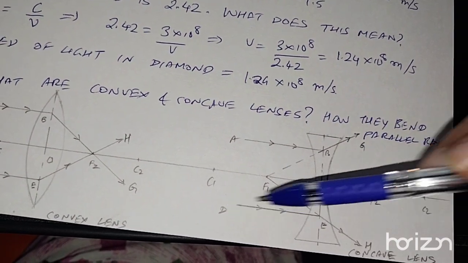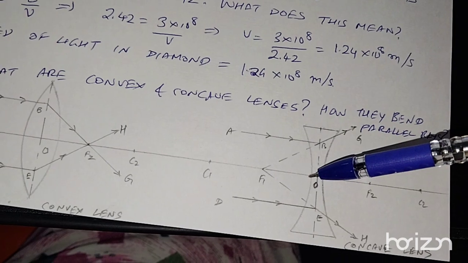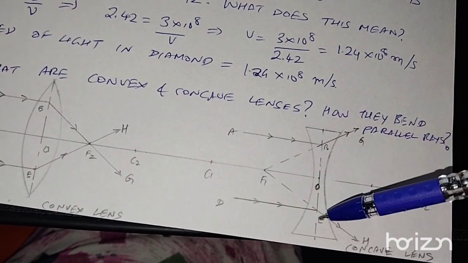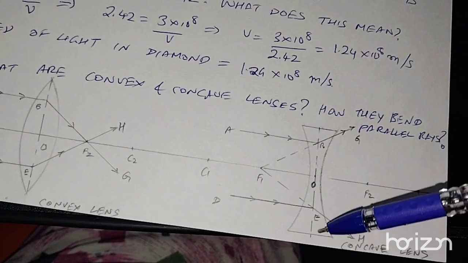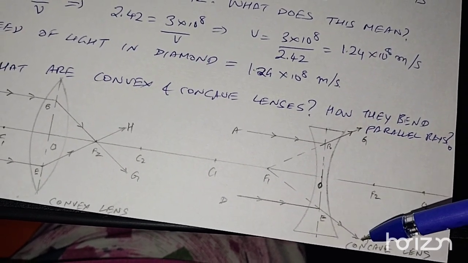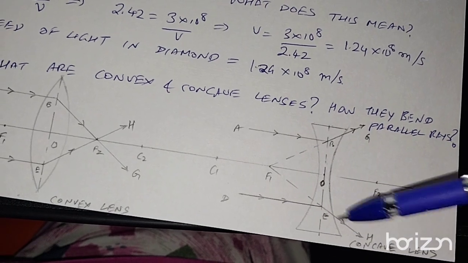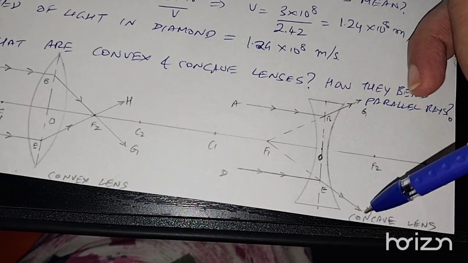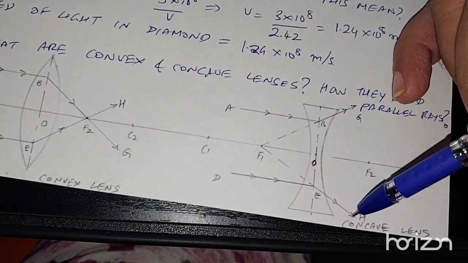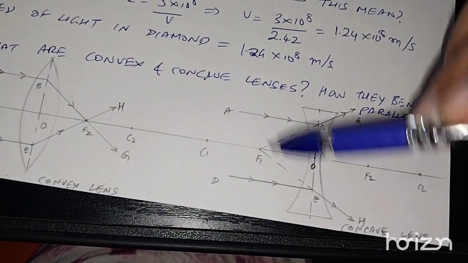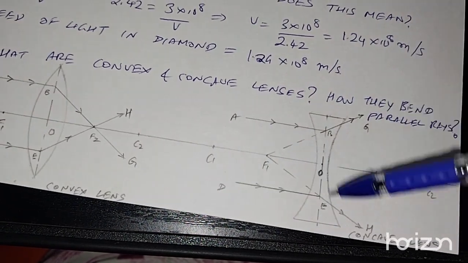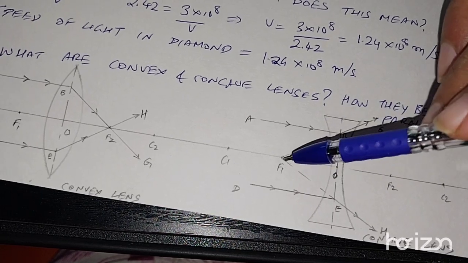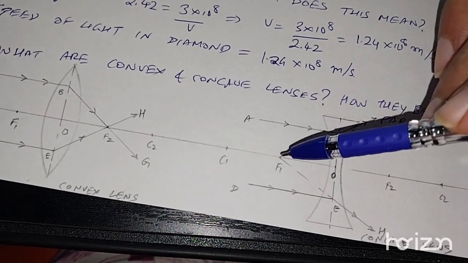Similarly, look at this DE, it is parallel to the optical axis. It's parallel to the principal axis. Now if DE is shot at a concave lens, it bends it such that it diverges along EH. But how does it diverge? It diverges such that EH appears to come out of F1, which is the focus point. So a concave lens is a lens which, when parallel rays are shot at it, diverges the rays, and the point of divergence is the point of focus.